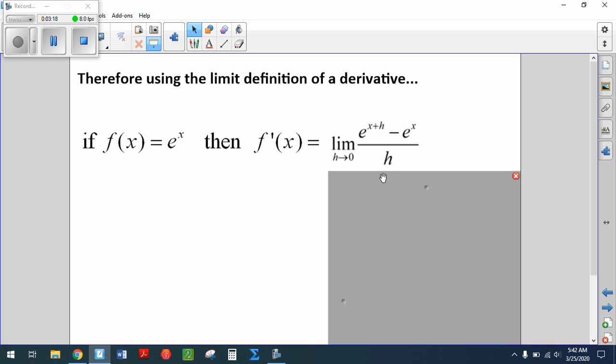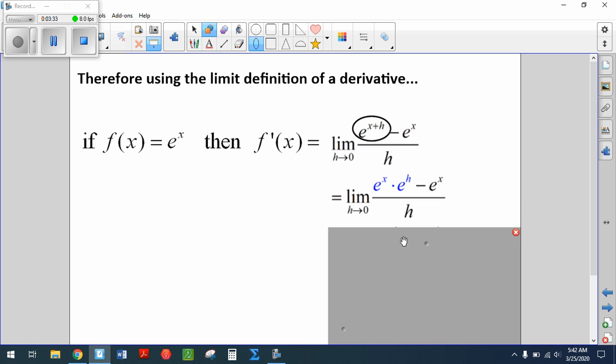So for e to the x plus h over h, let's try to use some tools here. We can rewrite that using properties of exponents. For e to the x plus h, we have a base with two powers being added, so we can use that property backwards. I highlighted that in blue. That's really e to the x times e to the h, because if you put those together, we know from properties of exponents that they become x plus h. Now I see that I have two e to the x's, so I can factor out e to the x.